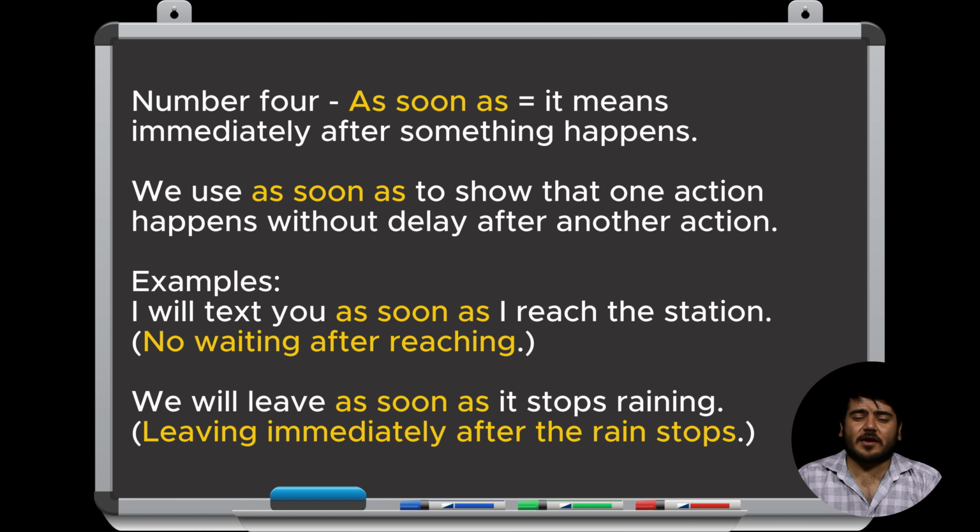Number 4, as soon as. It means immediately after something happens. We use as soon as to show that one action happens without delay after another action. Examples: I'll text you as soon as I reach the station. No waiting after reaching. We leave as soon as it stops raining, leaving immediately after the rain stops.